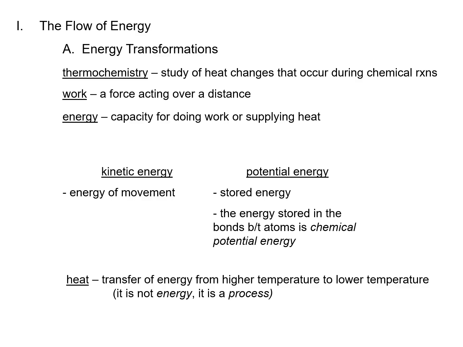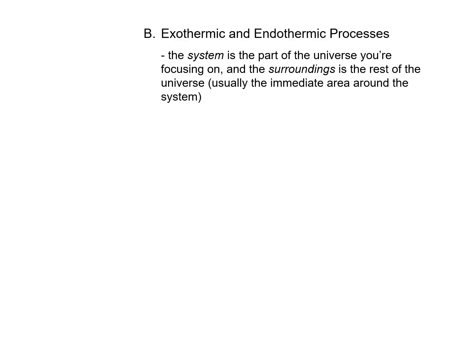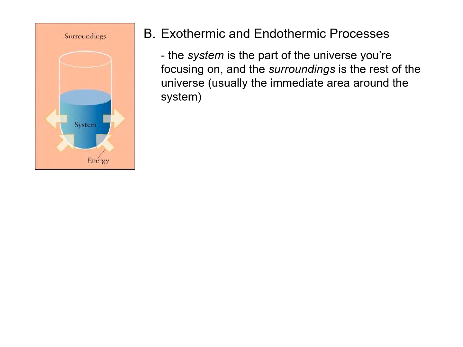All right, so we have some basic terms here that we're going to be talking about. I just want you to have that kind of in your head when we talk about these terms. Now, when we talk about a chemical process, a chemical reaction, or some kind of substance changing, we talk about it in terms of being the system. Right? So the system is the part of the universe you're focusing on. The surroundings then would be everything else.